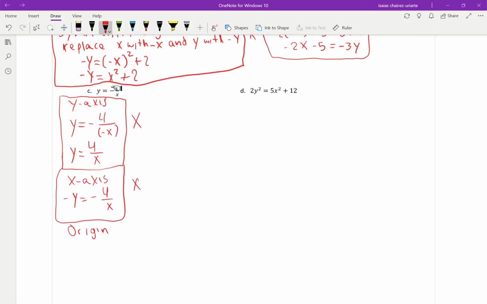Okay, so in order to test for symmetry with respect to the origin, I change my y's to negative y, and I change my x's to negative x.